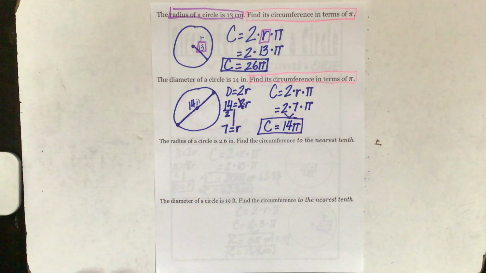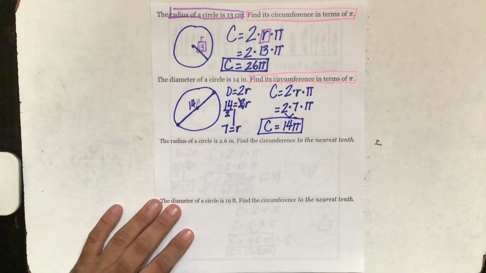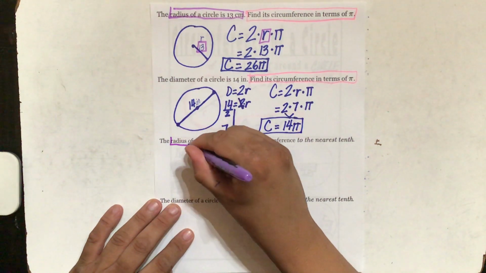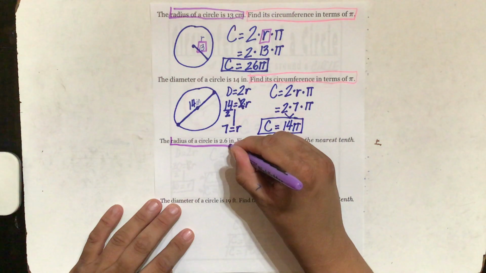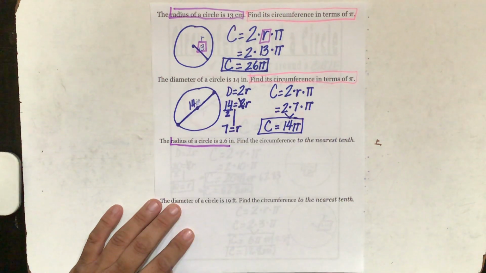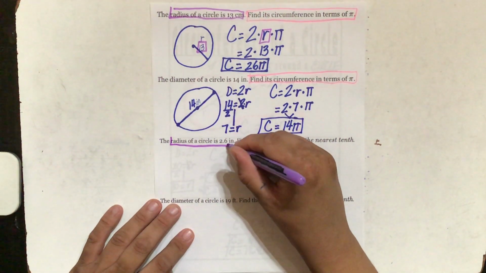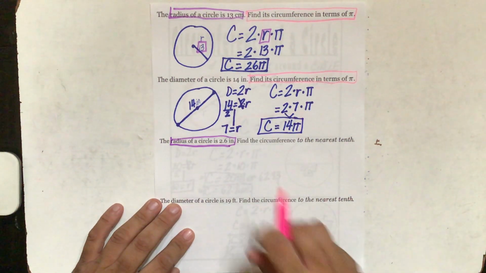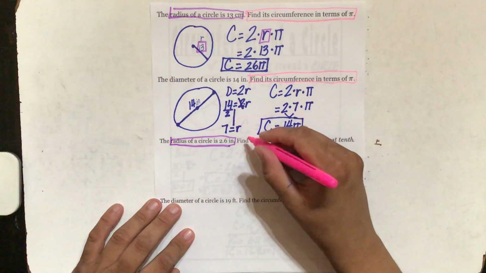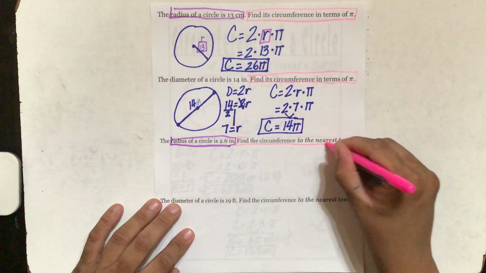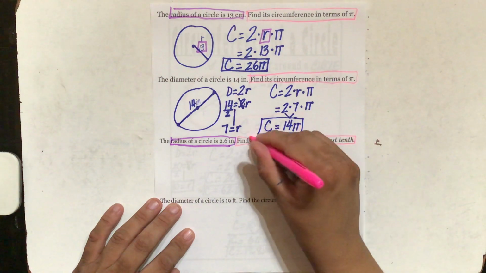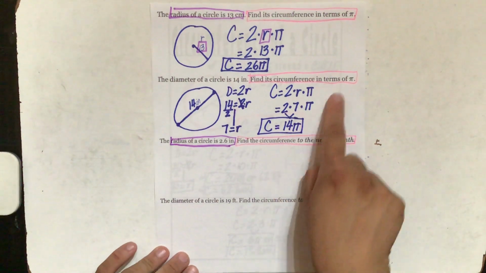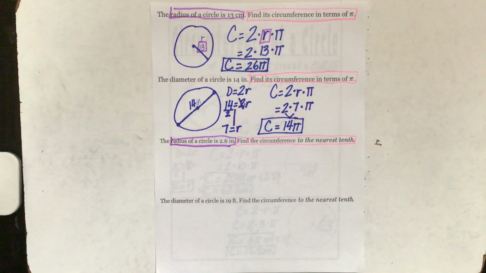Two more examples here. This one says the radius. I know the radius is purple. The radius of a circle is 2.6 inches. Find the circumference to the nearest tenth. That means that we want a decimal. No pi, we want an actual decimal.